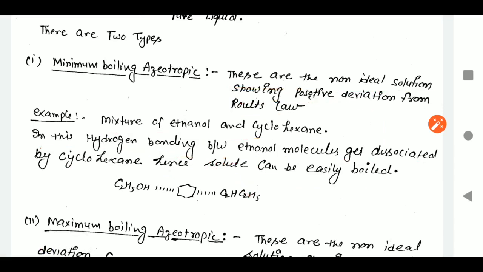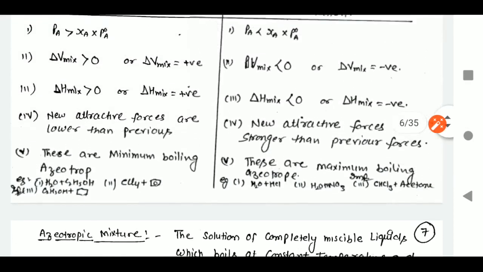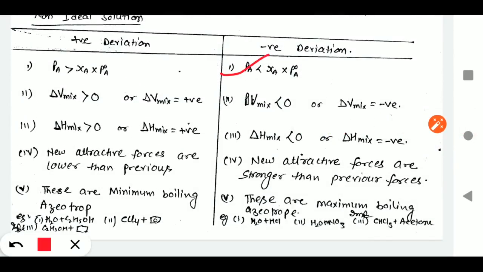Now come to the maximum boiling azeotrope. Maximum boiling azeotrope will show negative deviation. And what was negative deviation? In which everything will be less than 0. Meaning PA will be less than XA into P naught A, delta V will be negative, delta H will be negative, and new interactions will be formed.